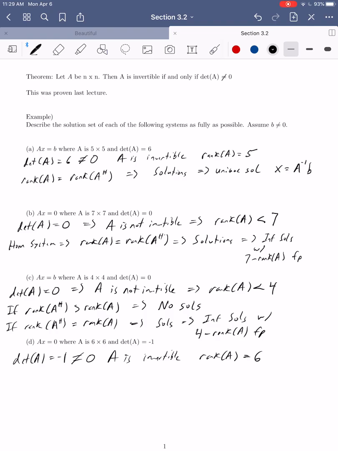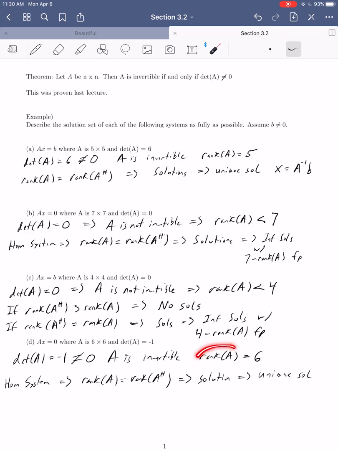All right, if we take that, then we can put this together a little bit. We can say, since this is a homogeneous system, we know that rank of A equals rank of A augmented, and we know that there's only going to be one solution. It's going to be unique in this case. How do we know it's unique? Well, we know that the rank of A is 6, and we know that there's 6 variables, so it's got to have a unique solution. And we can actually say what that unique solution is. You would say X equals A inverse B, but you don't even need to really say that because B is 0 here. So the unique solution is X equals 0.